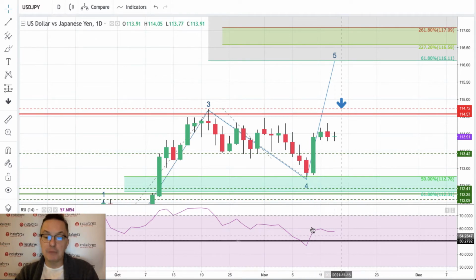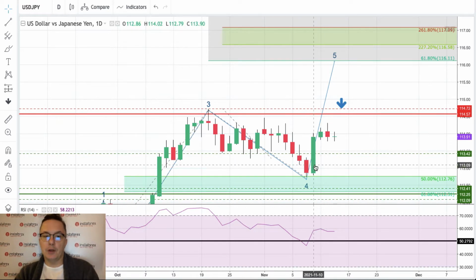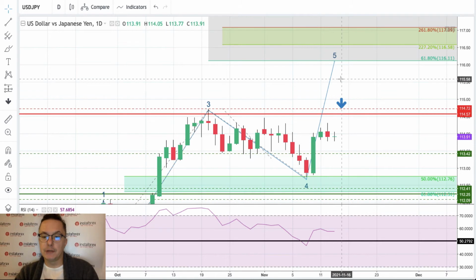Of course, momentum supports this outlook because we have just a slight break below the level of 50, which is the neutral level on the RSI indicator, and then a bounce back up as the market bounces from the 50% of the Fibonacci retracement. So this is a very nice setup. This is very good impulsive wave progression to the upside.